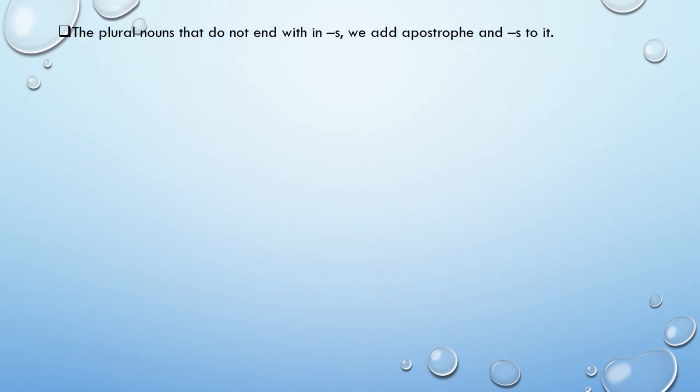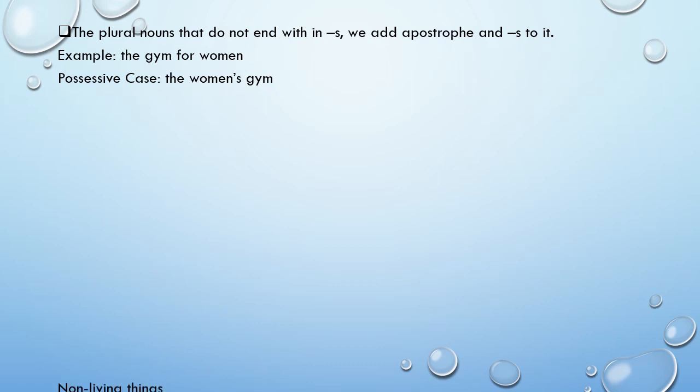Now the second case of plural noun, where the noun does not end with s. For example, man, men, woman, women, child, children. Here the noun is not ending with s. For example, the gym for women. So how would we make its possessive case? We would simply say the women's gym. Although women is plural, it is not ending with s, so we can use apostrophe and s.